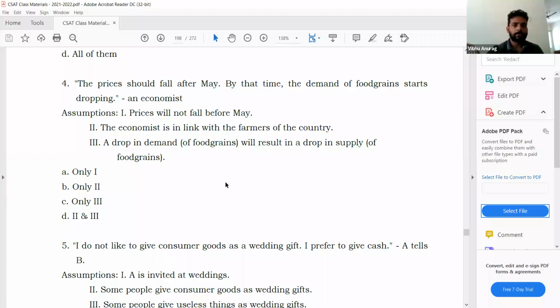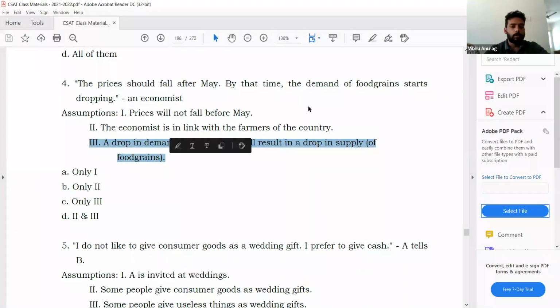Second one, the economist is in link with the farmers of the country. There is no context here. I don't know what he believes. I don't know whether he believes he is in link with farmers of the country. So not valid.